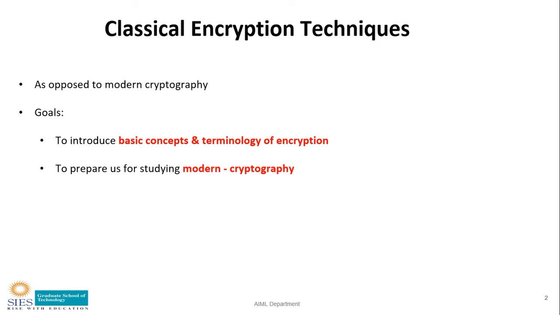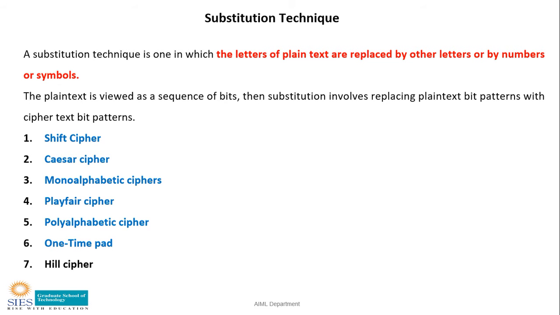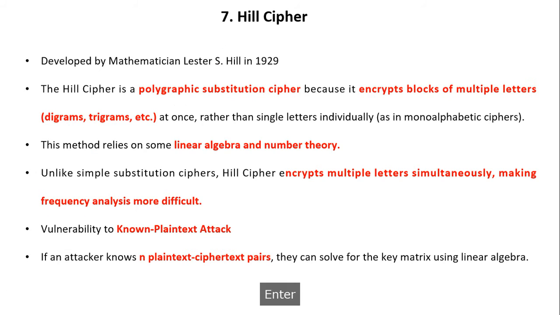Classical encryption techniques are opposed to modern cryptography, and the main aim of understanding classical encryption techniques is to introduce the basic concepts and terminology of encryption and prepare us for studying modern cryptography. In my previous video, I already covered all types of classical encryption technique including Hill Cipher for 2x2 matrix. In this video, the matrix is extended to 3x3.